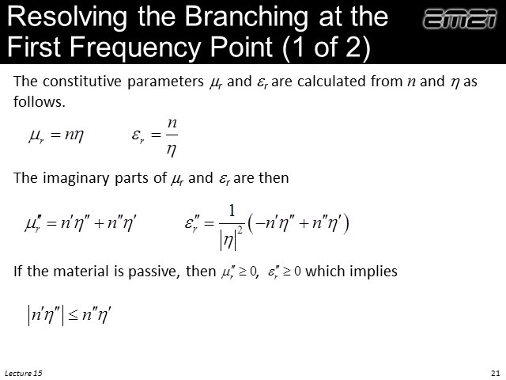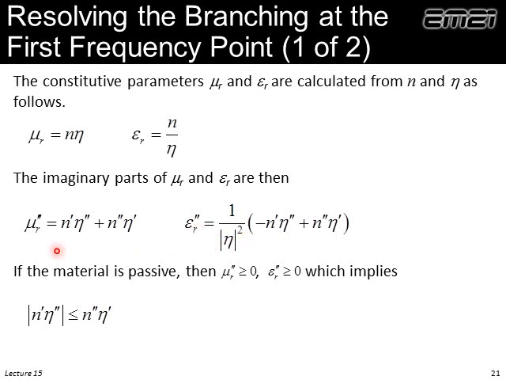So let's just review some things. If somehow we knew the refractive index and impedance, the complex refractive index and complex impedance, we can calculate the complex permeability and permittivity from these equations. Well, if we plug in real and imaginary parts, what we can see is that the imaginary part of the permeability in terms of refractive index and impedance is this, and the imaginary component of the dielectric constant in terms of impedance and refractive index is this.